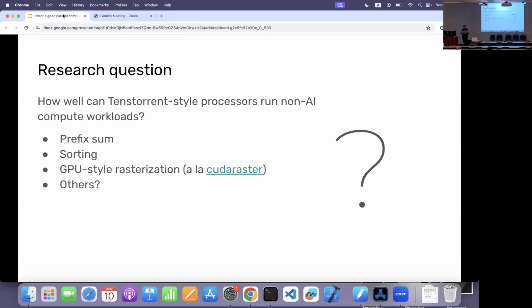Sorting, can you do sorting on this? A problem that I think is really interesting is, can you do rasterization on it? Because then you can measure how many pixels per joule. And if that beats a GPU, then the game has been changed. And are there other ways? Open question.